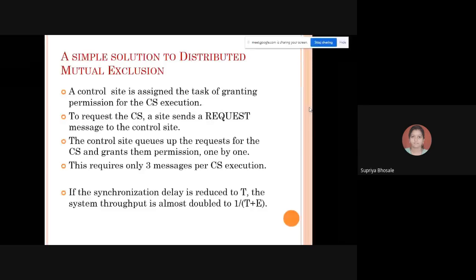So then, after a simple solution to distributed mutual exclusion. Here a control site is assigned the task of granting permission for the critical section execution. For this purpose we are assigning one particular control site. It will be controlling all the machines, checking whether they are getting permission for critical sections or not. This task will be done by that particular control site. Then second, to request the critical section, a site sends a request message to the control site.